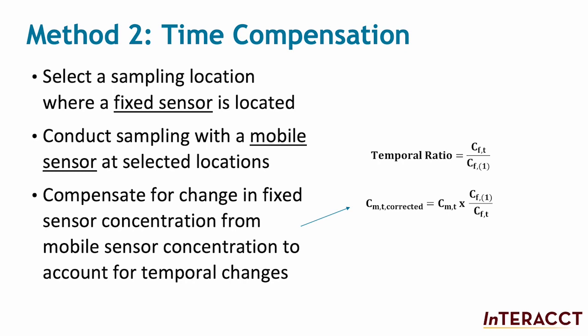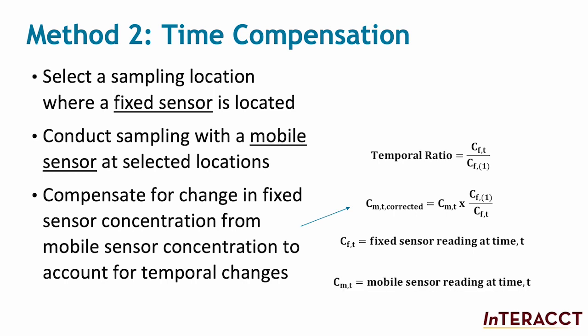To make the adjustment to a mobile sensor reading, therefore, we first define C sub ft as the fixed sensor reading at some time t, and C sub mt is the mobile sensor reading at the same time. The ratio of C sub ft relative to C sub ft when it was started at time 1 is then inverted to correct C sub mt for any change in concentration over time.